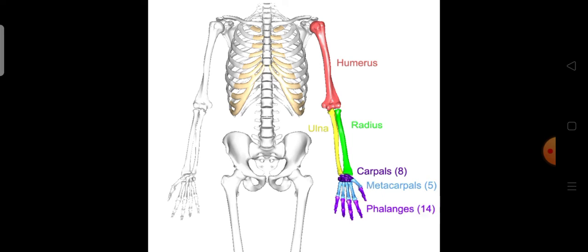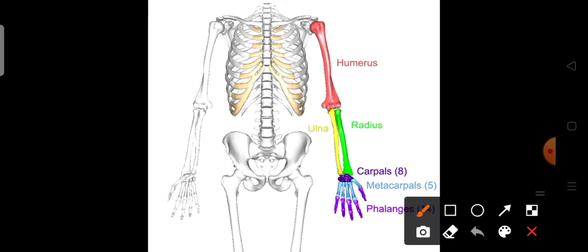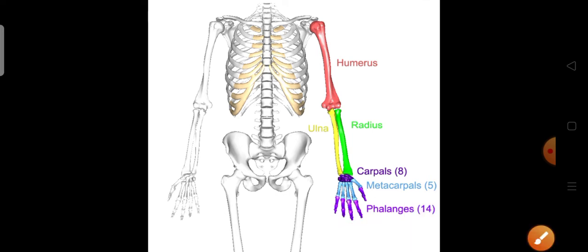So in total, 4 into 3 is 12, plus 2 is 14. So this is the number of bones in the human forelimb. It's clear, na? Okay.